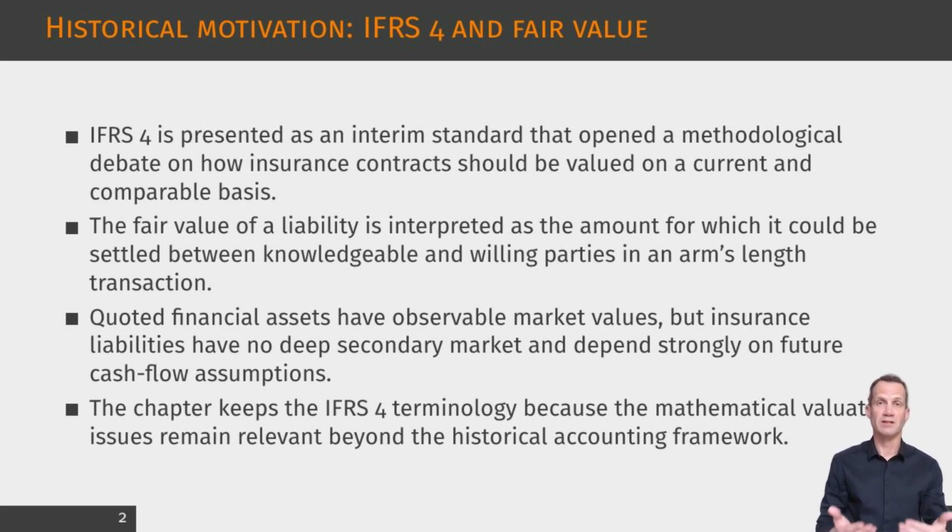For quoted financial assets, fair value is relatively direct because the market provides observable prices. For insurance liabilities, the situation is different. There is no active secondary market where life insurance obligations are continuously bought and sold between professional counterparties. Portfolio transfers exist, but they are regulated transactions and do not provide a continuous price system. In the IFRS 4 debate, fair value was interpreted as the amount for which an asset could be exchanged or a liability settled between informed and willing parties in an arm's length transaction.